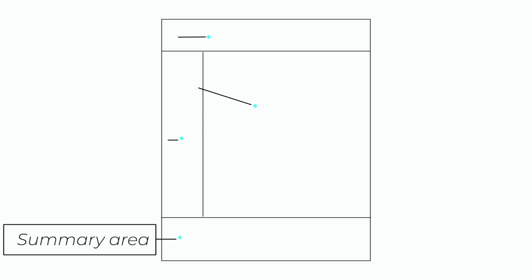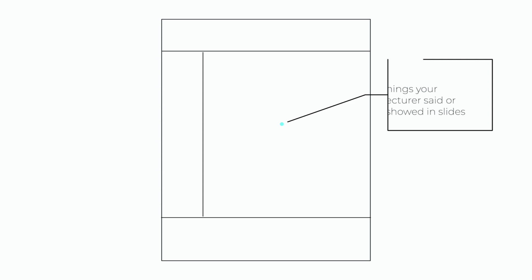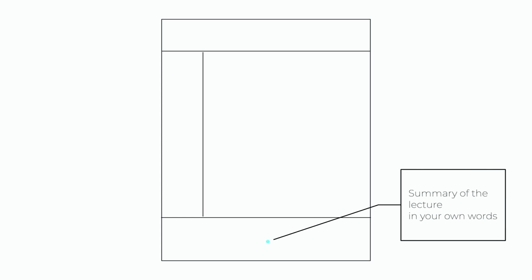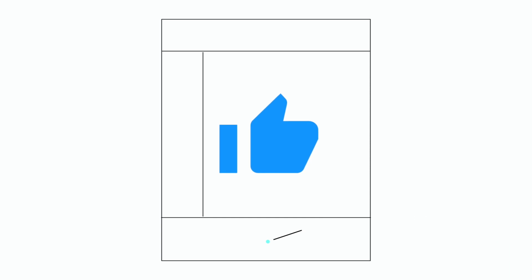These are pretty self-explanatory, but in the subject area, you write the topic of your lecture or seminar, and the notes area is where you write down things your lecturer said or showed you in their slides. Keywords and question area is where you write down important words that came up during the lecture. Also, you can write some recall questions that you can use for active recall. Finally, you can summarize the lecture in the summary area, but you should write it in your own words, rather than copy and pasting the things from the notes section, because rephrasing really helps you understand ideas better.